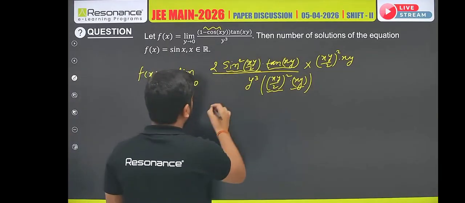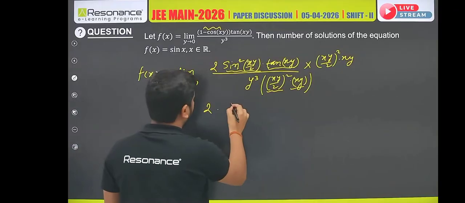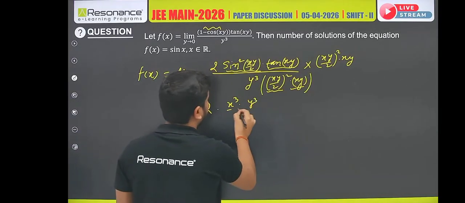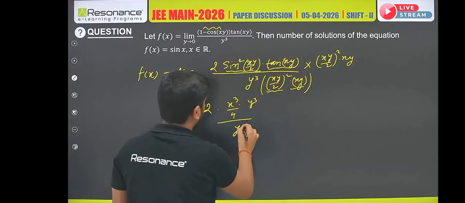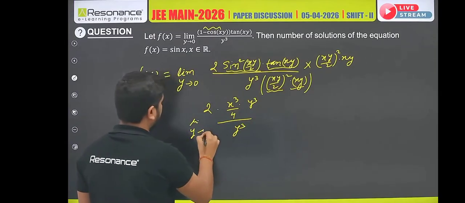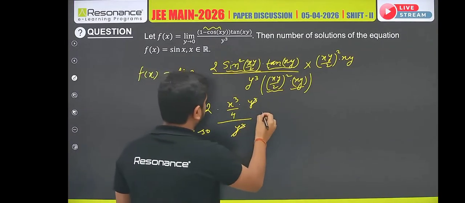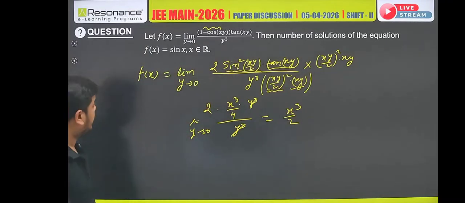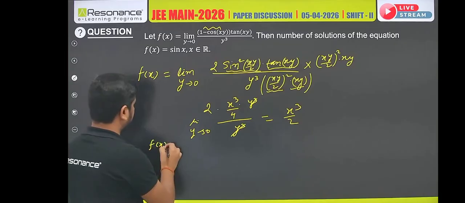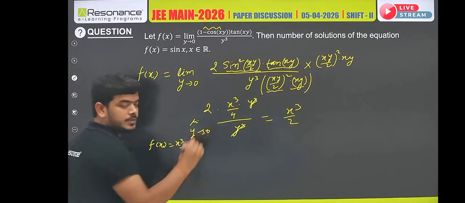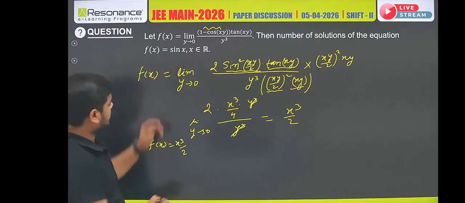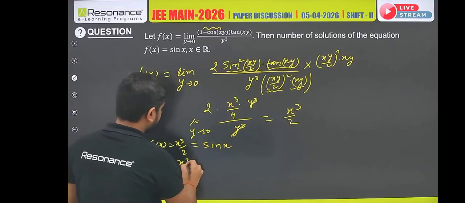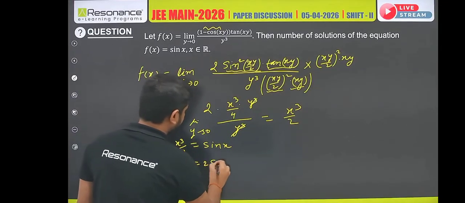So you will get 2 x cube y cube by 4 y cube, limit y tends to 0, and this y cube gets cancelled. You will get x cube by 2 from here. So your f(x) is x cube by 2, which is equal to sin x. That means x cube is equal to 2 sin x.